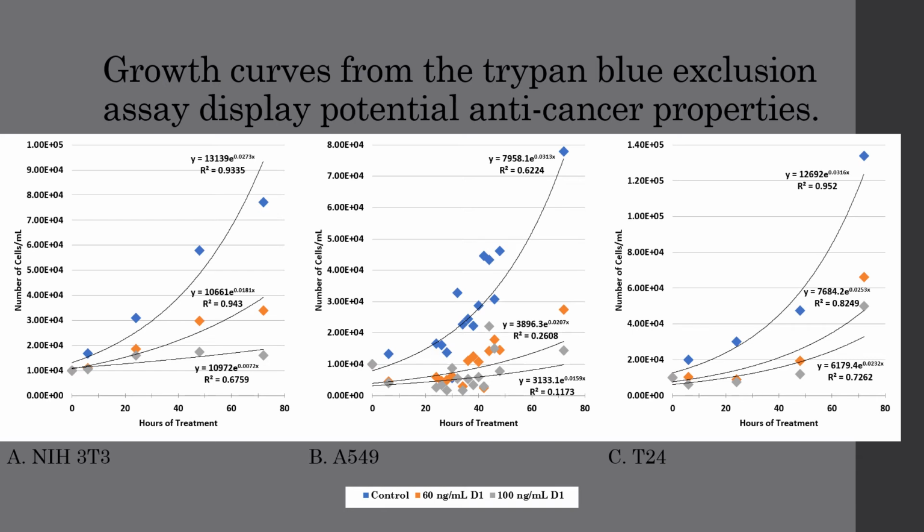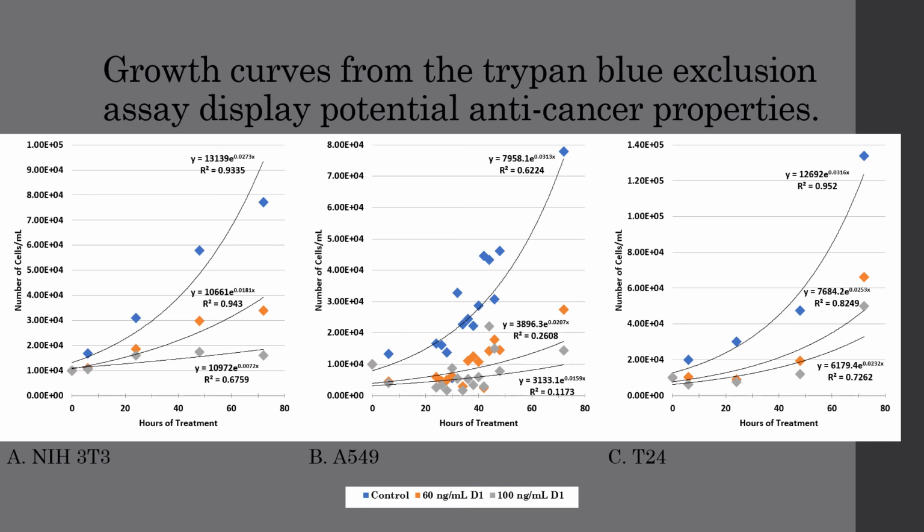As seen in Figure A, while the non-cancerous 3T3 cells were not as severely impacted by the D1 compared to the cancer cell lines, their growth was significantly reduced. This is hypothesized to be a result of testing with a non-healthy cell line as previously mentioned. The human lung adenocarcinoma cells in Figure B appeared to be the most affected by the dye.